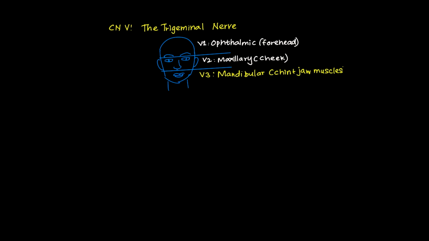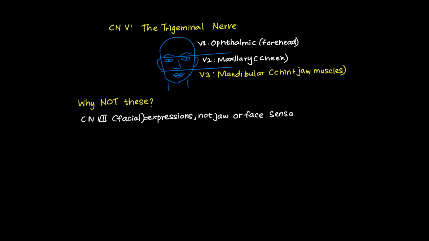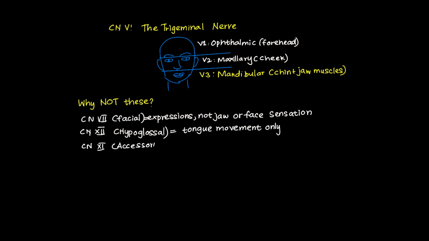That's the jaw clench. CN7, the facial nerve, controls facial expressions like smiling and frowning, plus some taste, but it doesn't run the chewing muscles or provide general sensation across the face. CN12, the hypoglossal nerve, moves the tongue. CN11, the accessory nerve, controls the sternocleidomastoid and trapezius for head and shoulder movement. Neither of those touches facial sensation or jaw muscles.